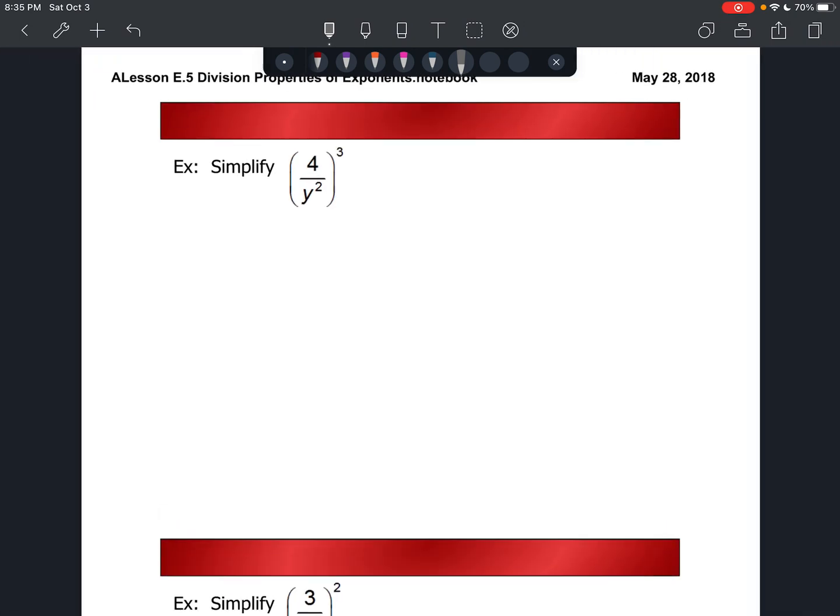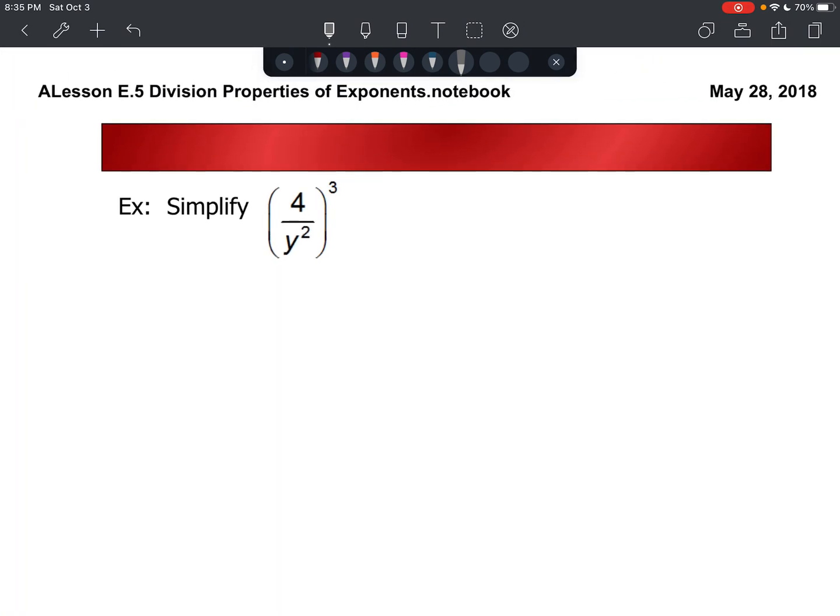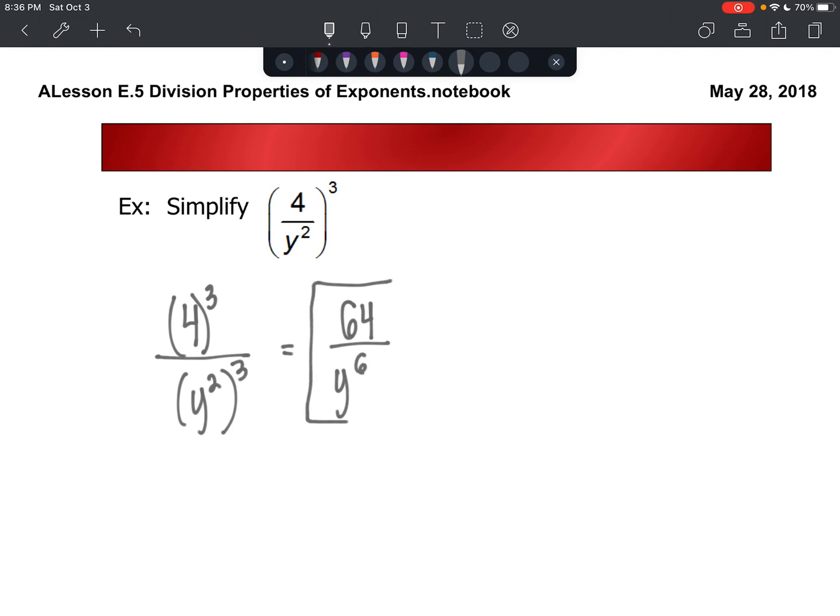So let's try. 4 over y squared raised to the third power. Well, that would be the same thing as 4 to the third power. That's a base inside the fraction, inside the parentheses. 4 is a base. That gets the third power, and y squared is a base that's also going to get the third power. 4 cubed is from our exponents. 4 cubed is 64. It's a good one to know. Y squared raised to the third power is a power to a power, and that's when you multiply. So we'd have 64 over y to the 6th.